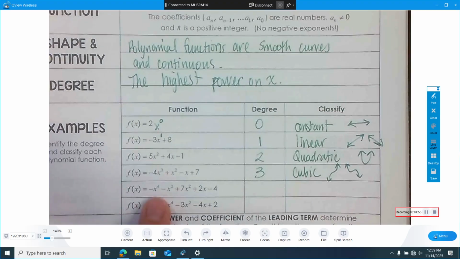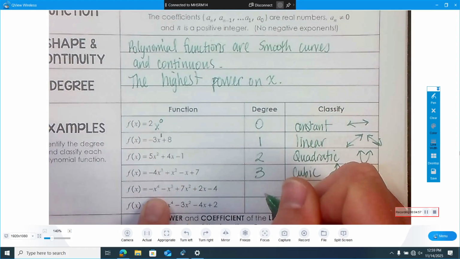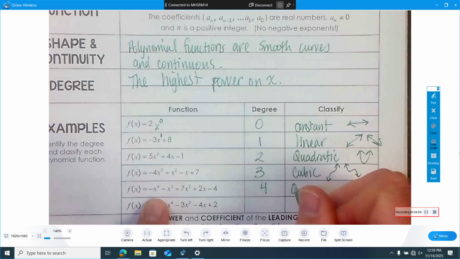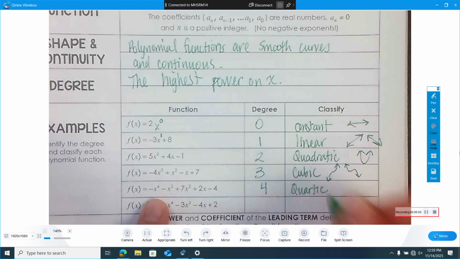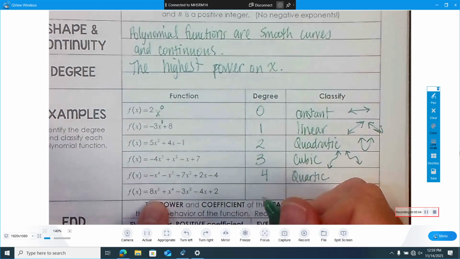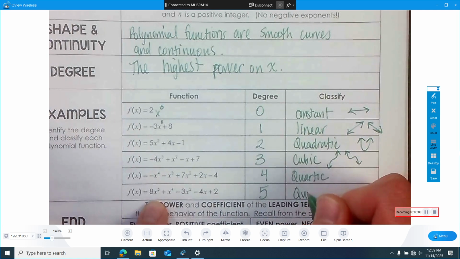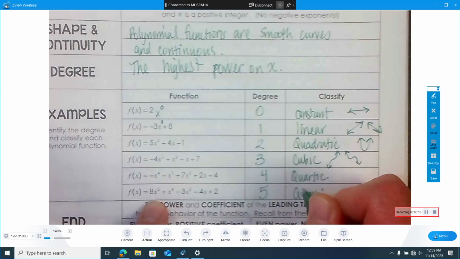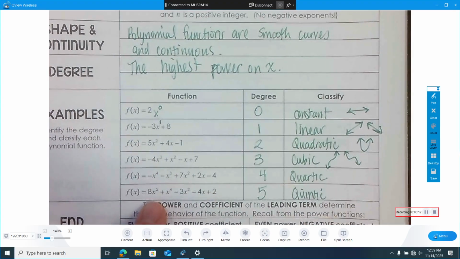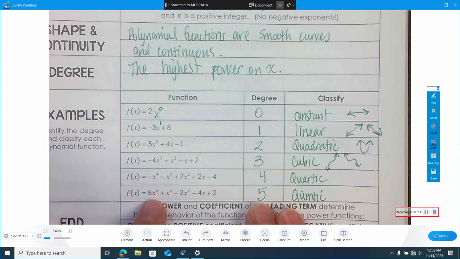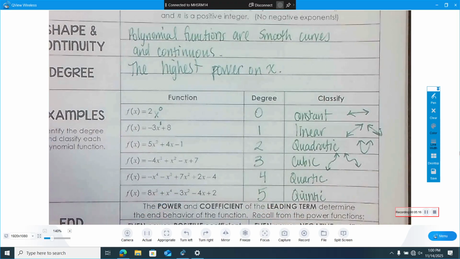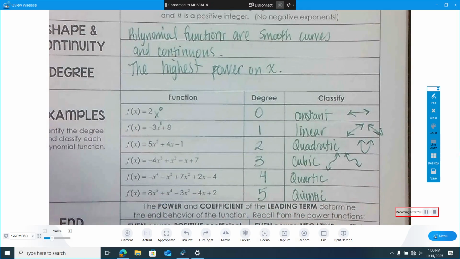And then here the degree is 4, and we call that quartic, yeah. And here we have a degree of 5, and we call it quintic, that's right. We never say that. Usually we stop at cubic and we say just 4th degree, 5th degree, 6th degree. So we don't usually see quartics and quintics very often. So you can also reference it just by 4th degree, 5th degree, 6th degree, okay?